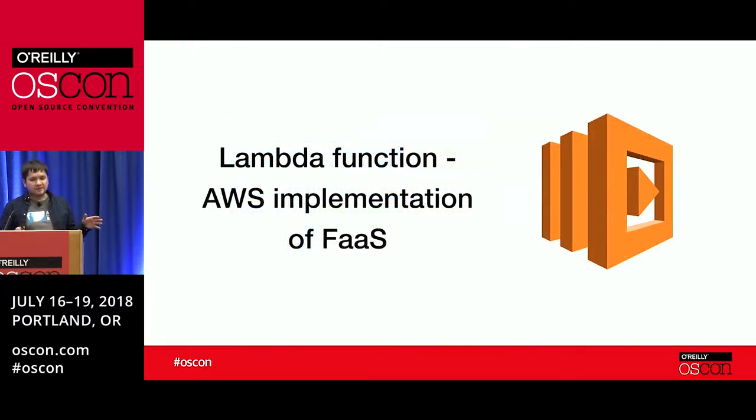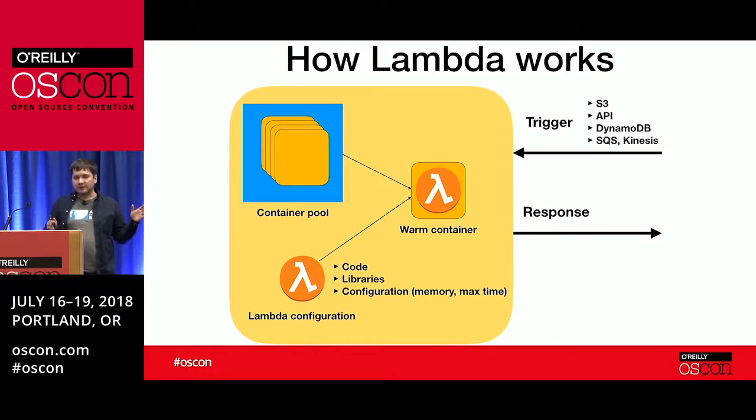AWS Lambda is the AWS implementation of FaaS. So how does Lambda work? You configure code, libraries, and configuration, which is basically the memory you're going to use, the maximum time for the Lambda, and so on, and you configure the triggers which your service will receive. Once the AWS Lambda service receives a trigger, it puts the configuration within a container from the pool, runs the trigger, and produces a response. After that, it keeps the container with the configuration for some time, up to 5 minutes. If you get a new trigger during these 5 minutes, it will be processed a lot faster. This is the difference between what people mean by a warm container and a cold container, and a warm start and a cold start in a function as a service framework.